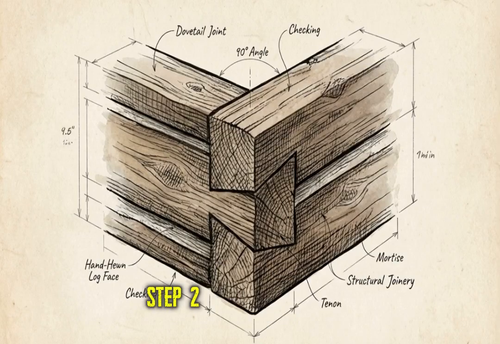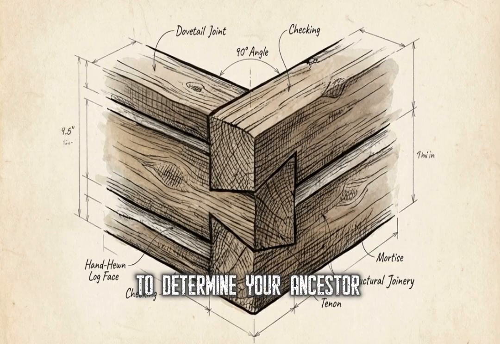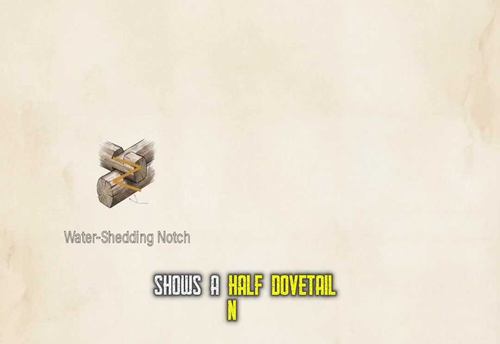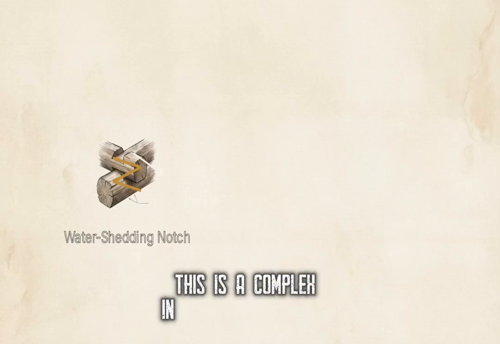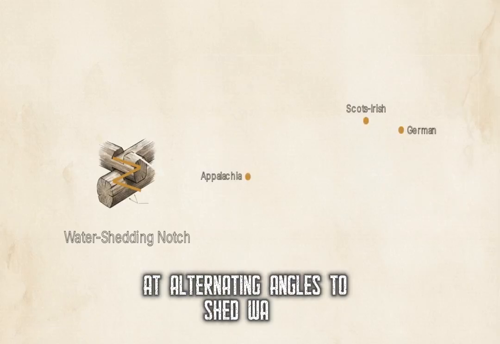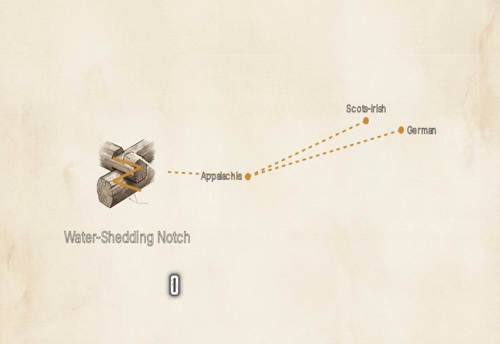Step 2 requires examining the corner notches of the cabin walls to determine your ancestor's cultural heritage. The left side of this diagram shows a half dovetail notch. This is a complex interlocking technique where the ends of the logs are cut at alternating angles to shed water. Finding this tightly fitted joint strongly indicates Scots-Irish or German building traditions.